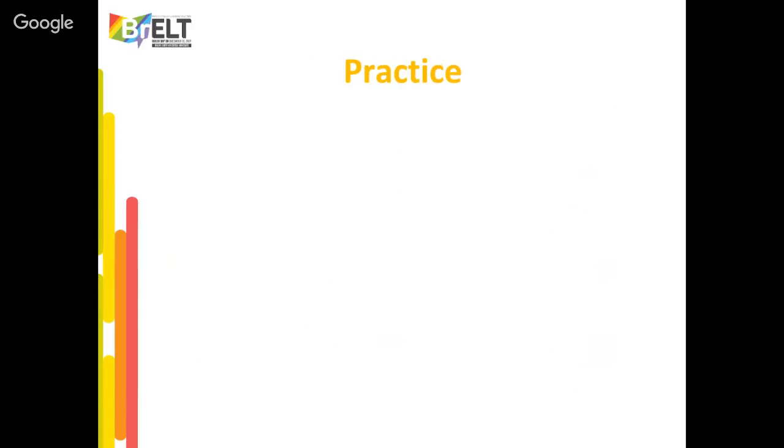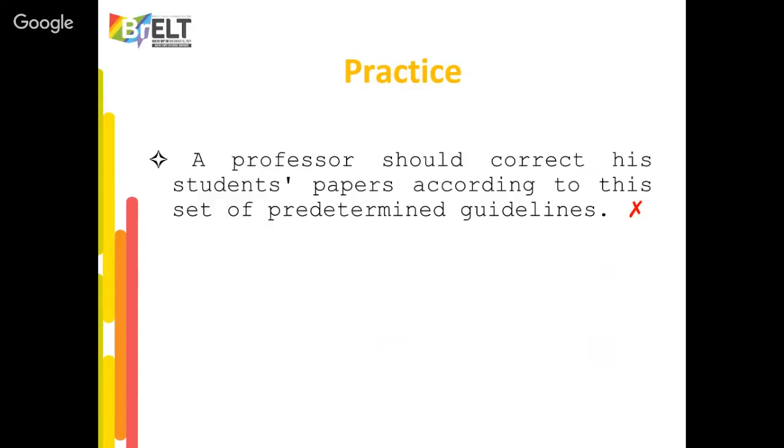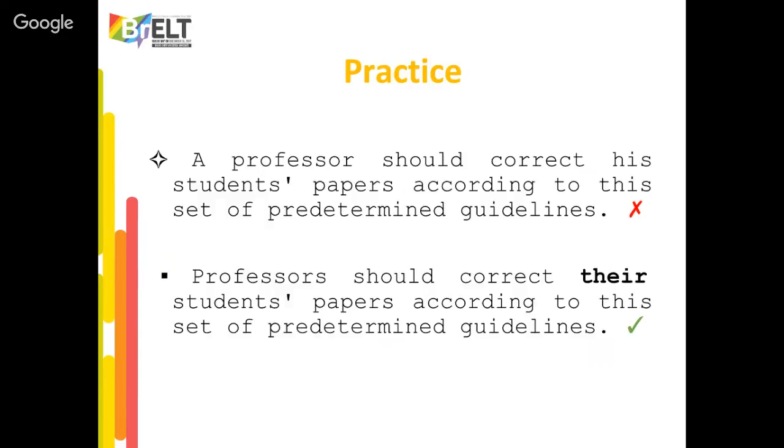Then I decided to create some practice for us to see how familiar we are with gender-neutral language. So, for example, I took this from a booklet of rules for professors, and it says, a professor should correct his students' papers according to the set of predetermined guidelines. What is wrong with that? What is not so inclusive about it? As I said, many people use he to generalize, right? So instead of saying that, you can make a professor plural and also change the pronoun. So professors should correct their students' papers according to this set of predetermined guidelines.